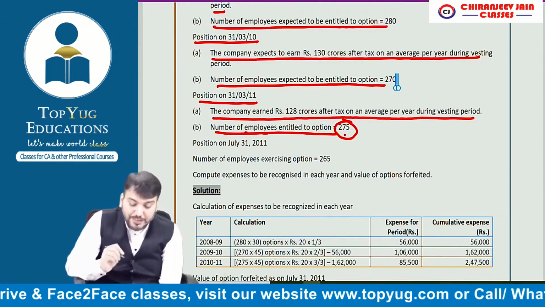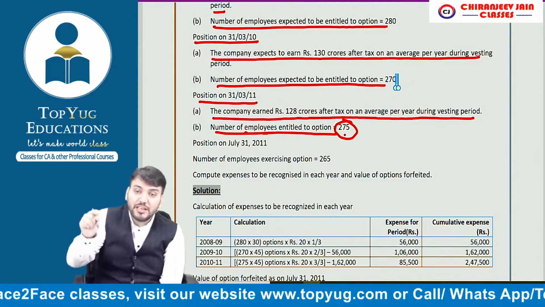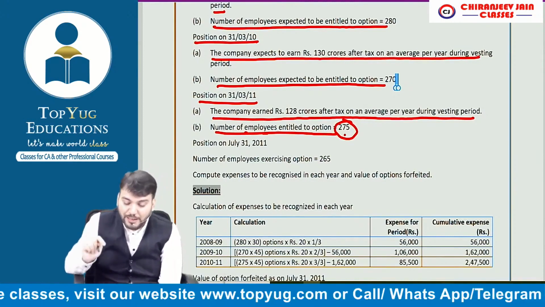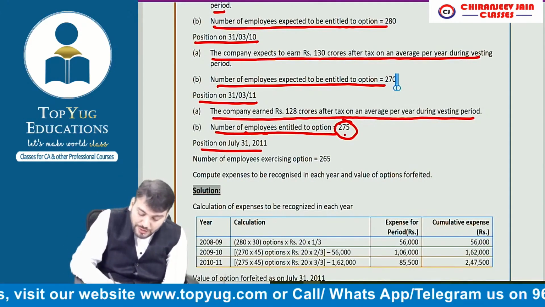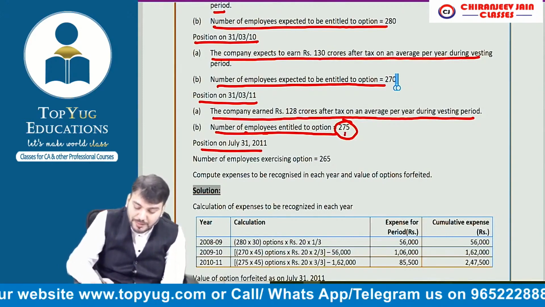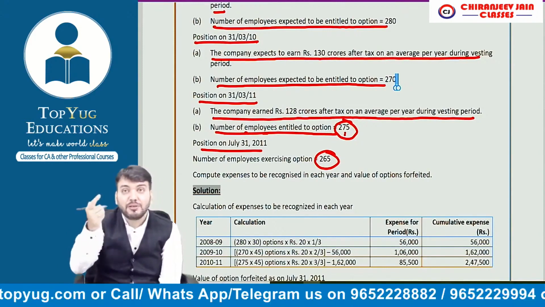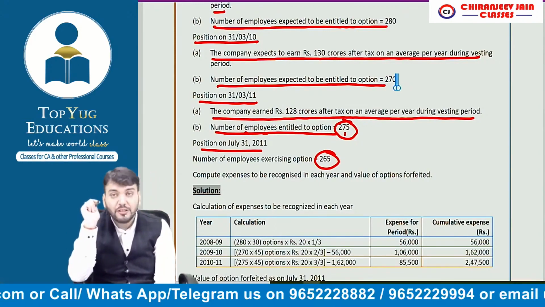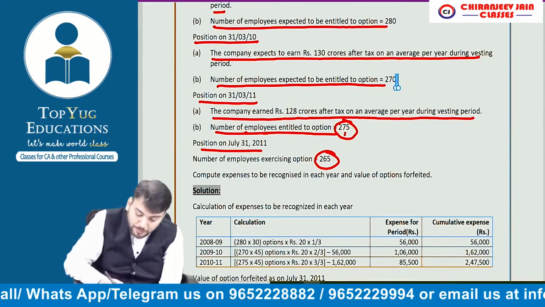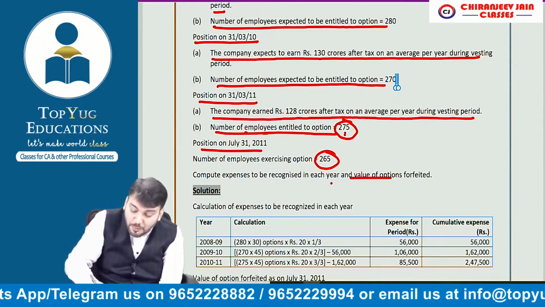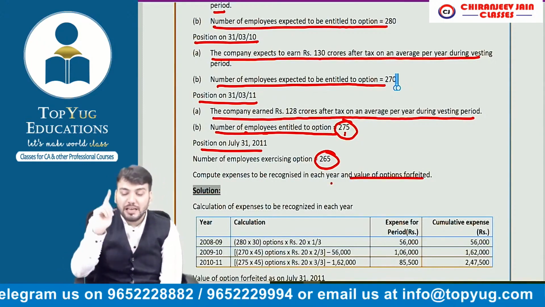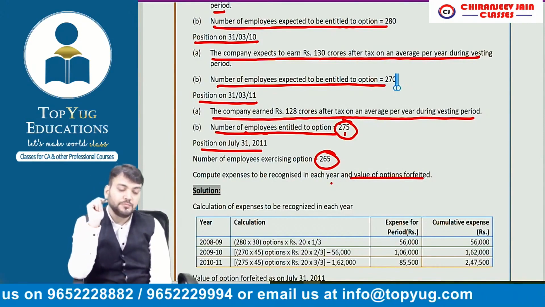Number entitled to option means now this is the actual number. देखो यहाँ expected नहीं लिखा है, so it means on vesting day we always take actual number of employees. Now position on exercise period: out of 275, 265 exercised, so 10 become नालायक, उनका फॉरफिट हो जाएगा, vested options forfeited. करेक्ट. तो compute the expense to be recognized in each year and value of options forfeited, वो भी निकालने वाला. Can you do for second year and third year by your own?